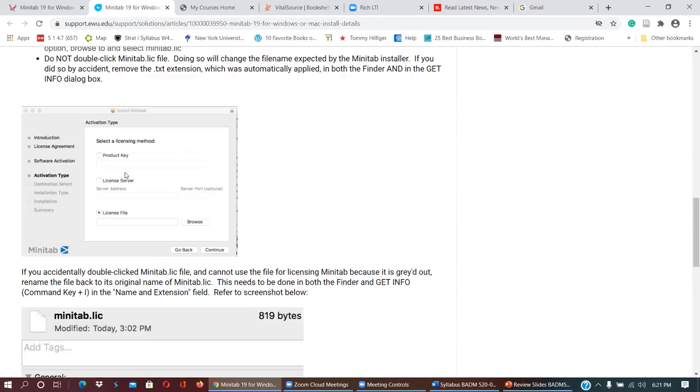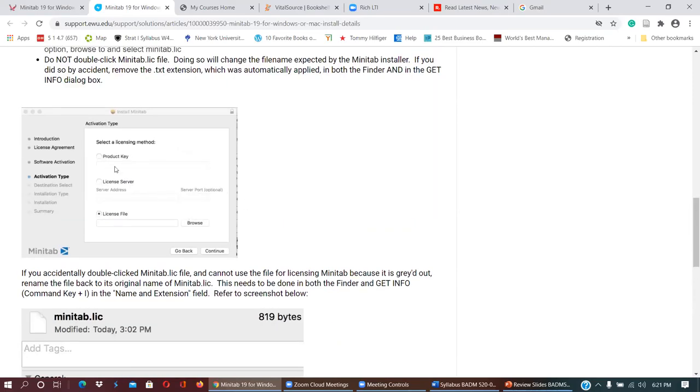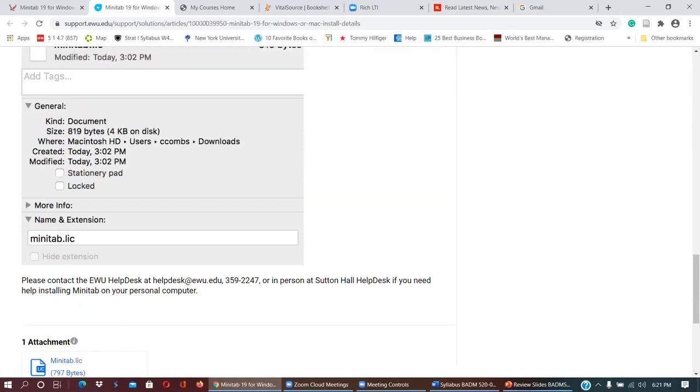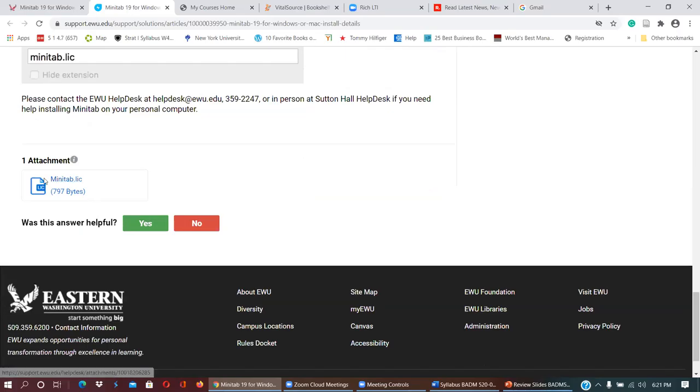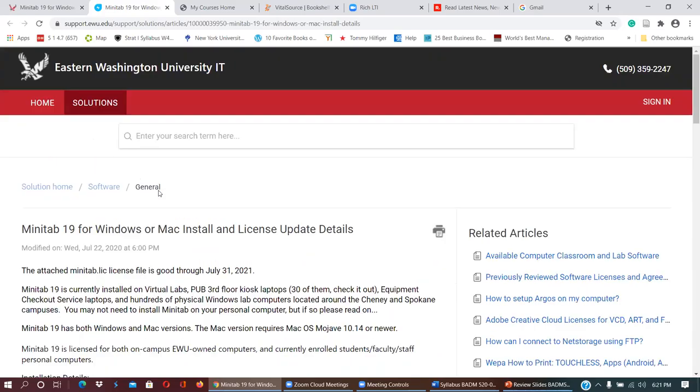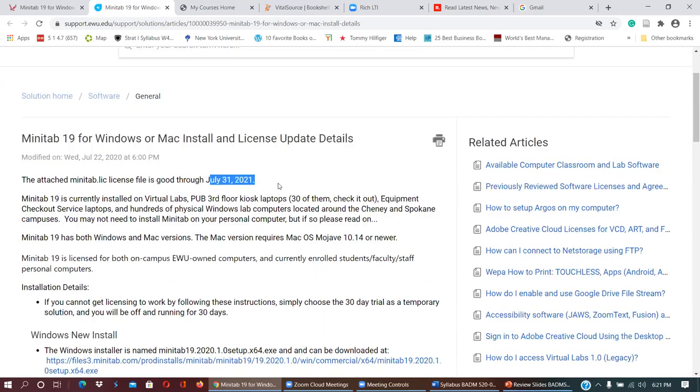Second thing, if you don't use this license file and you just continue, what will happen? It will be available for you by default for 30 days. After 30 days, it will ask for something like $1,100, $1,200. So if you do that by mistake, then remove and reinstall and use the license key. The license key again is good till July 31st, 2021.